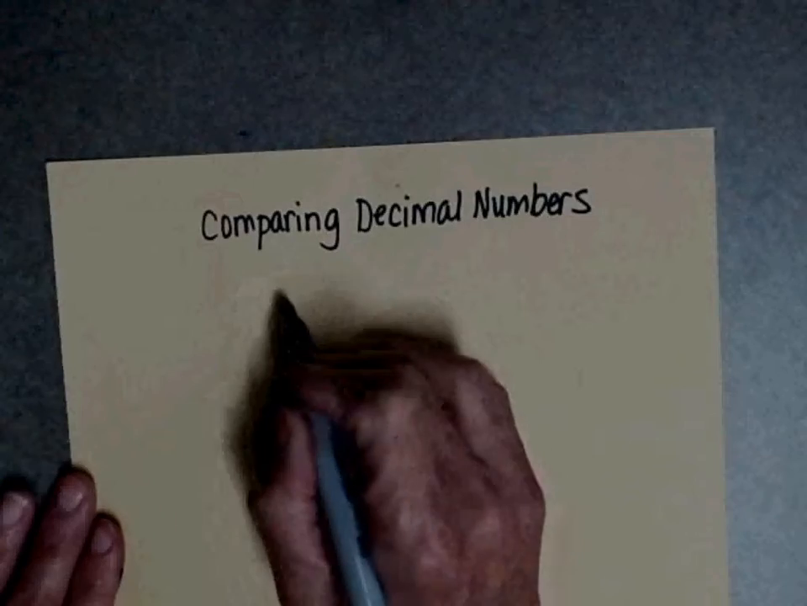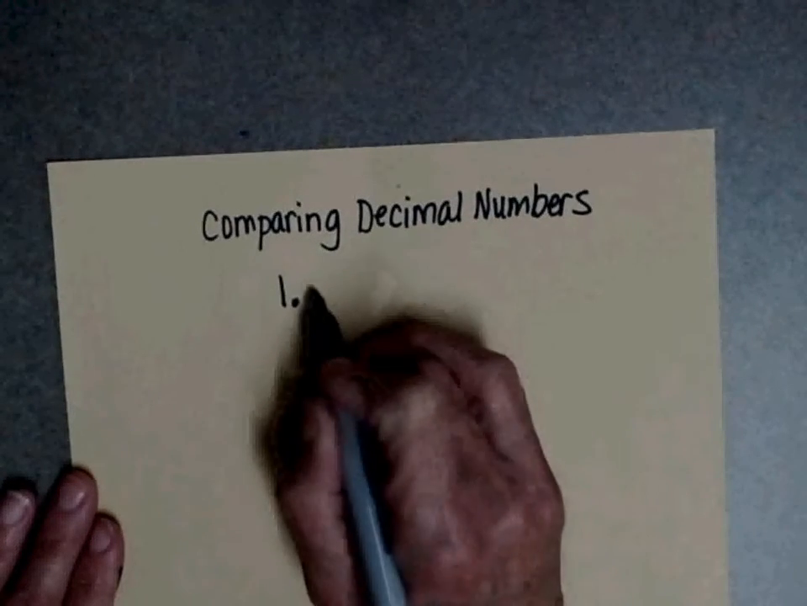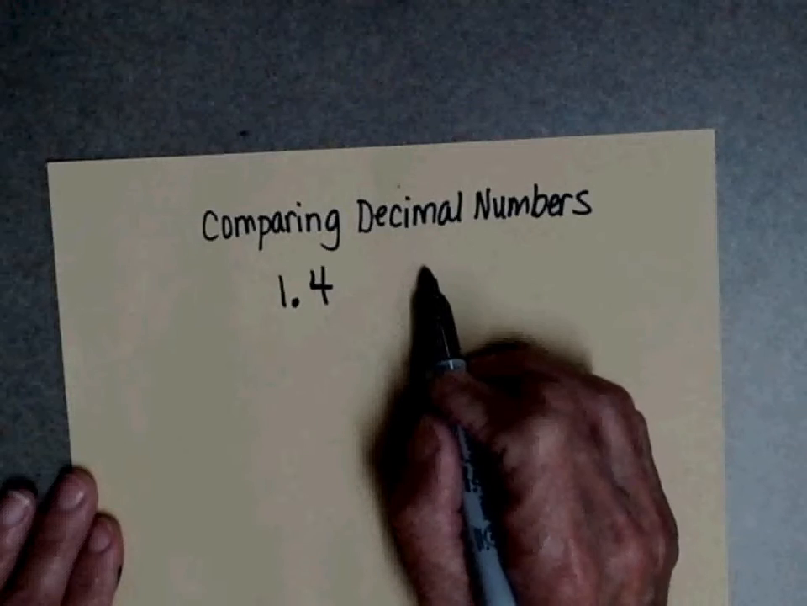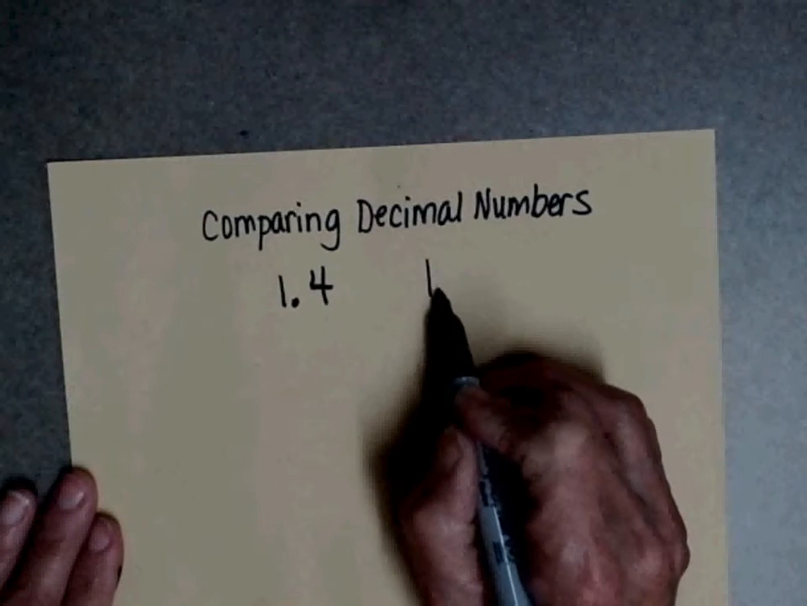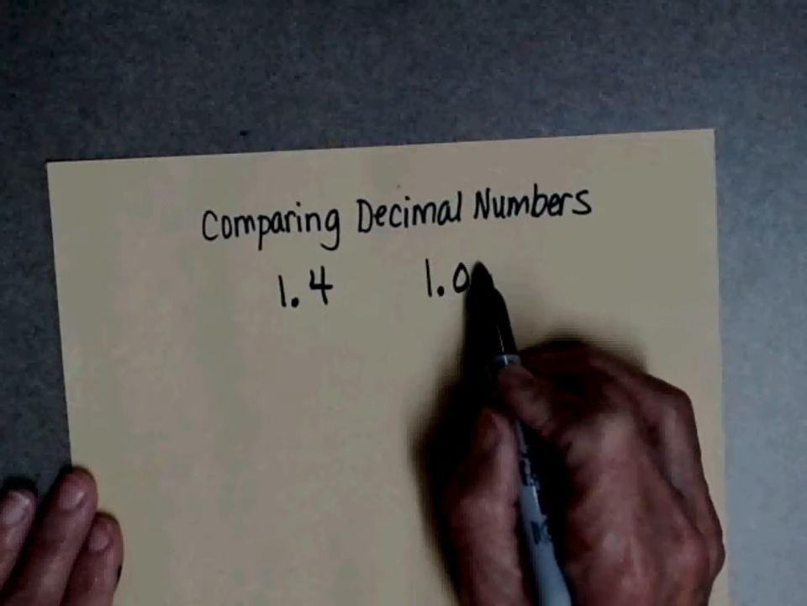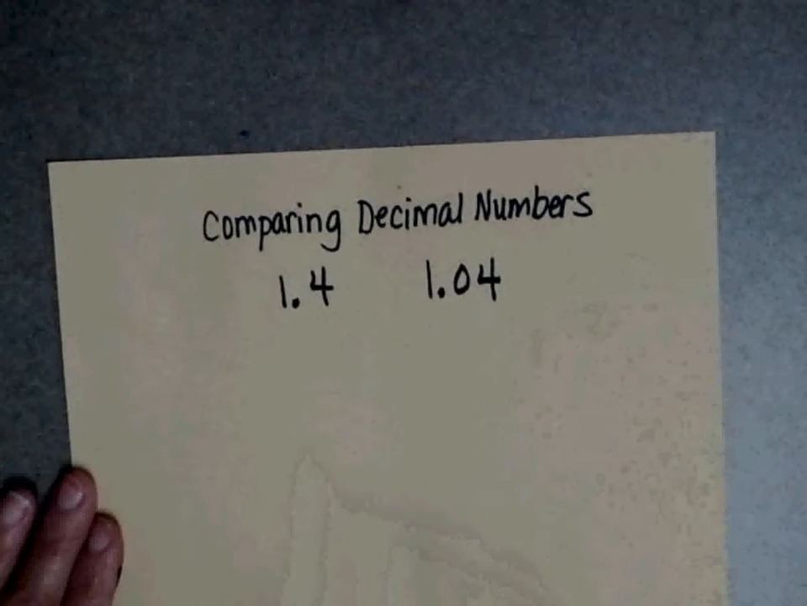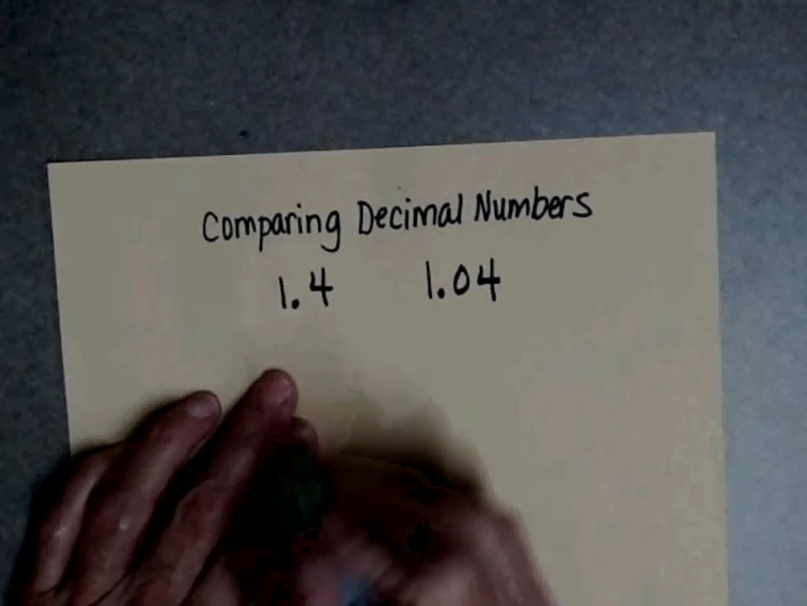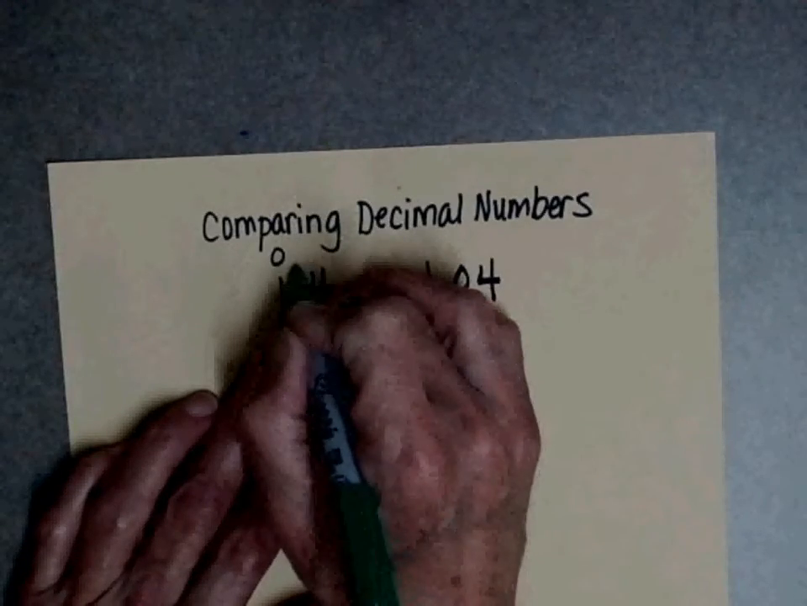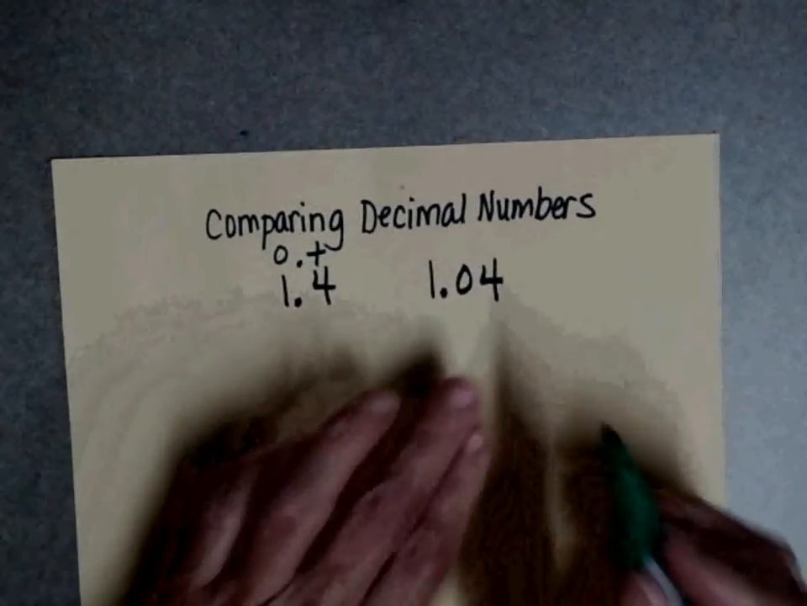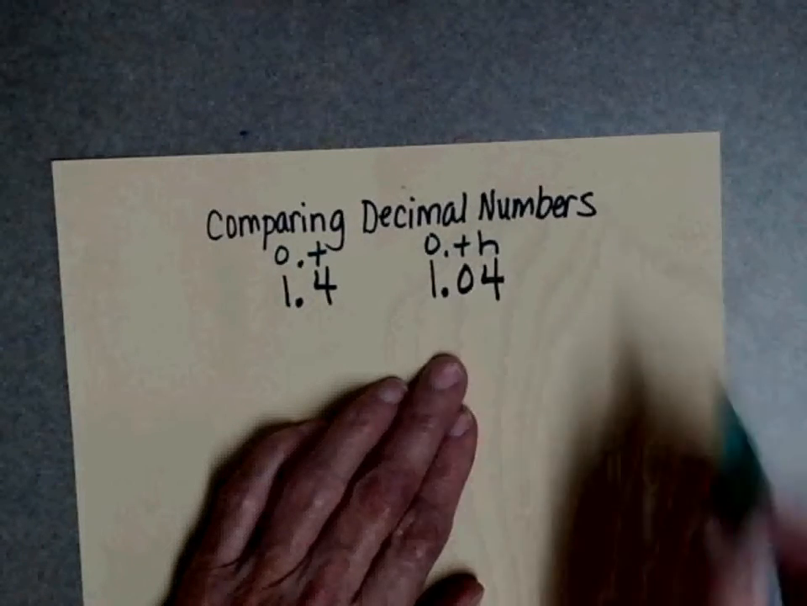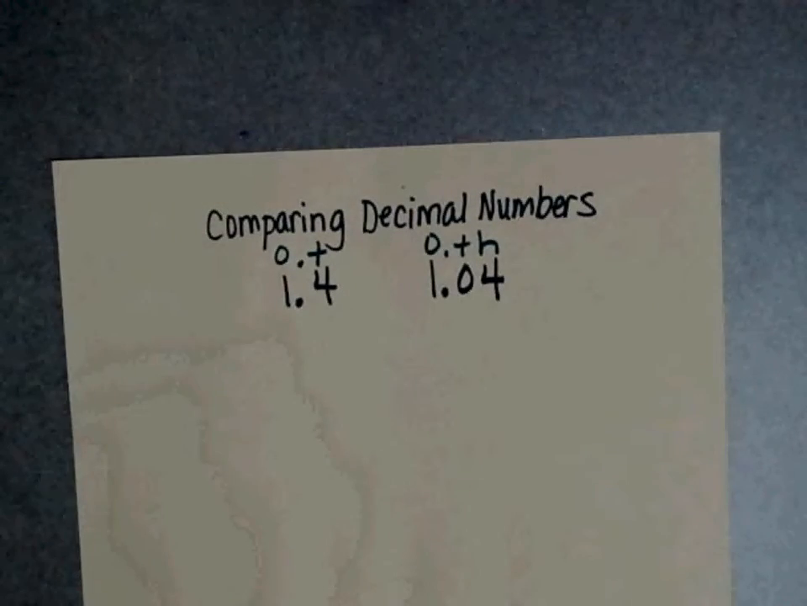We have 1 and 1/4, and we're going to compare it to 1 and 4/100. One thing I like to do, boys and girls, and I want you to do, is label your place value. And that's very quick. Ones, decimal point, tenths, hundredths. This is a good strategy to keep you from getting confused.